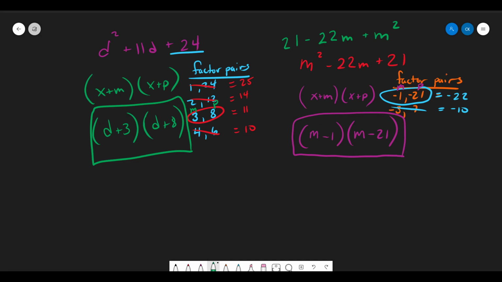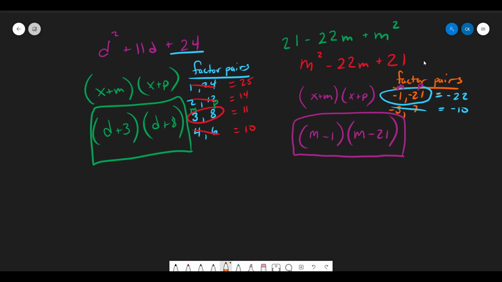Now for the second one, I gave you the hint to make sure that you put it into standard form first. Remember, standard form is highest degree down to lowest degree. So the m squared, that's the highest degree. This has to go first. The negative 22m is then the next term, so that is second. And then the positive 21, that has the lowest exponent of the lowest degree, so that would be last, plus 21.